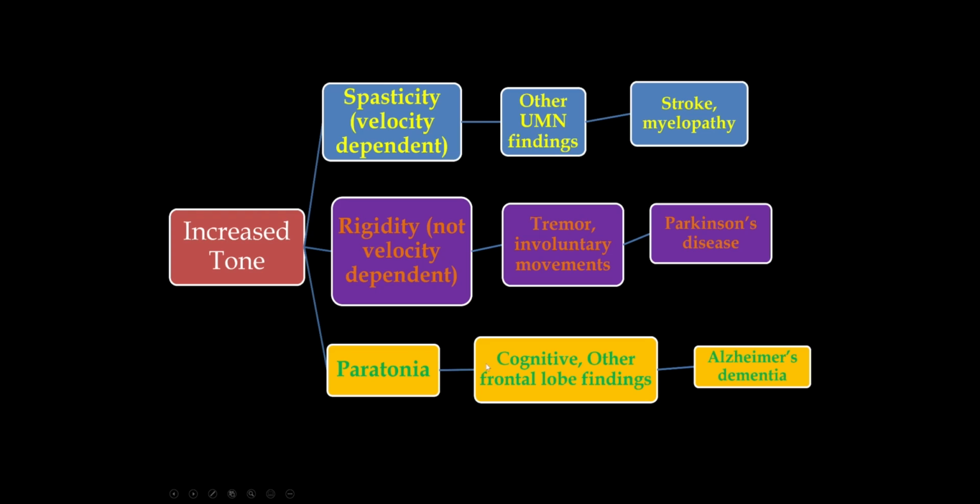And so paratonia is caused by things that would widely affect the frontal lobe, like Alzheimer's, or maybe the patient's had multiple strokes, something like that.